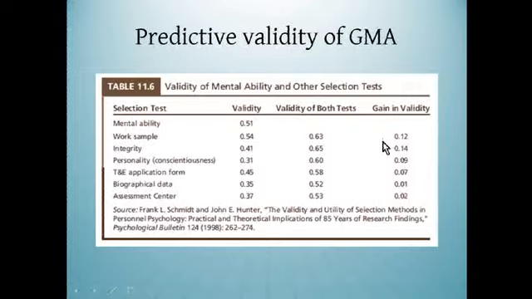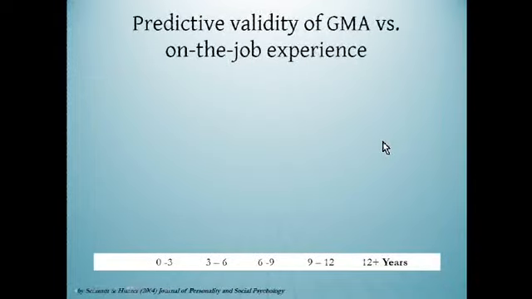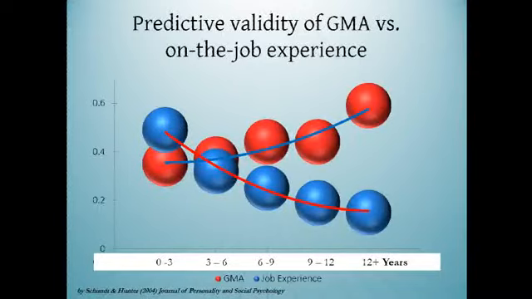Okay. Let's continue. Now let's see how general mental ability relates to on-the-job experience. On the x-axis, class, we have the years of experience a worker has, and on the y-axis we have the validity coefficient, which is again the extent to which the predictor relates to the criterion, which is performance. Now observe, class, that for the red balls, general mental ability has a pretty solid validity coefficient to start with that only gets higher with experience.